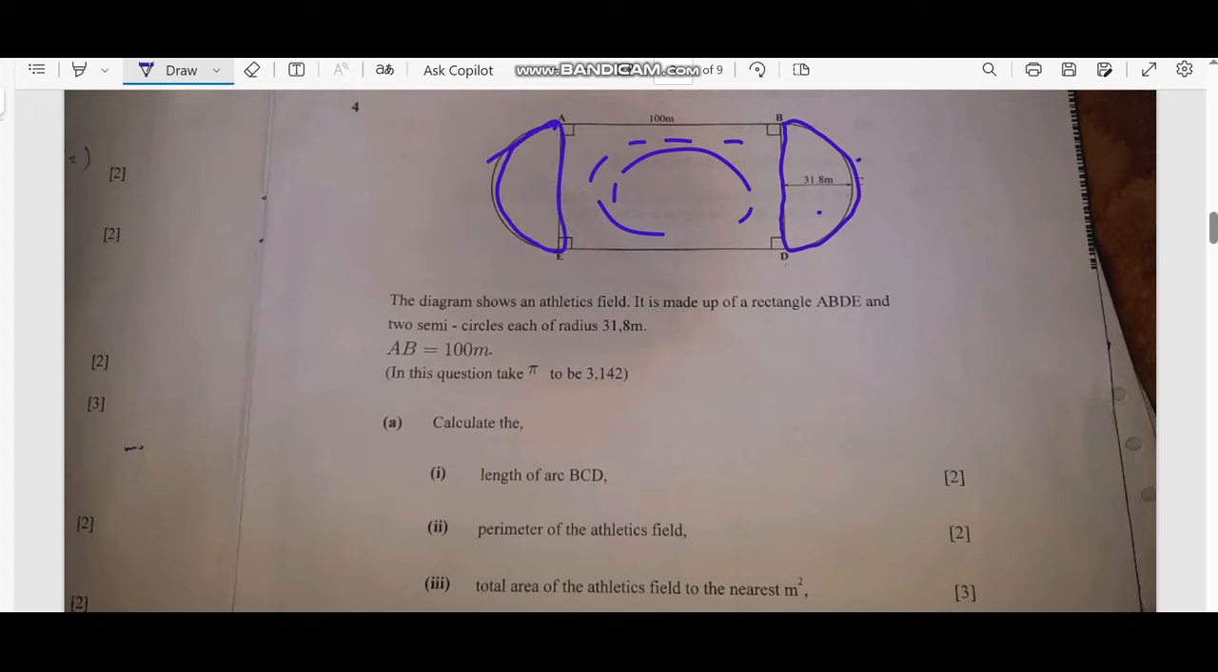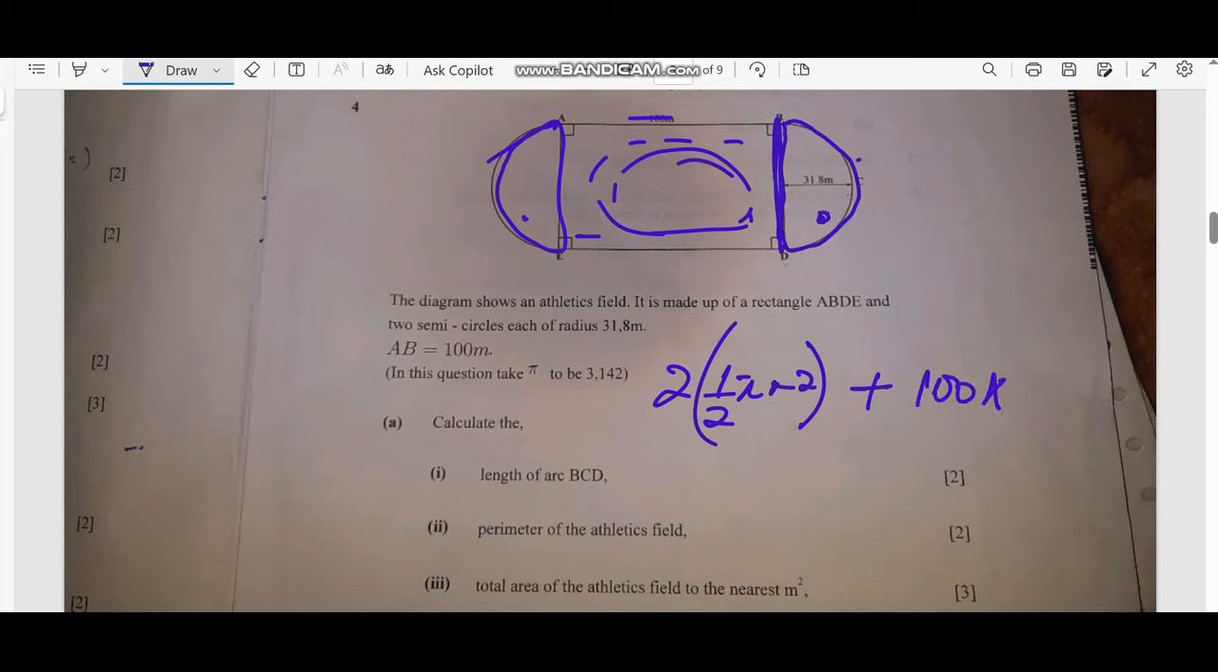So we find the area of the semicircle. The area of a semicircle is half pi r squared, because the area of a circle is pi r squared. But here we have two of them, so we multiply half pi r squared by 2. Then we add the rectangle, which is length times width. What is the length? This one is 100.